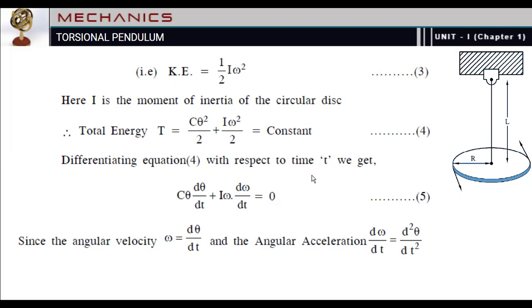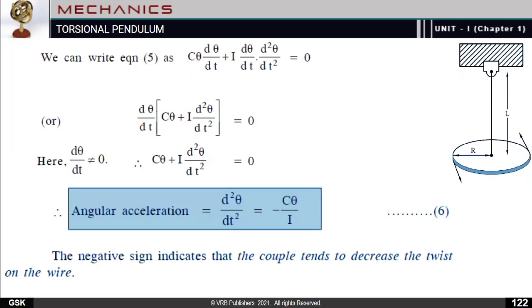Coming to omega, we already know that it is the angular velocity, that is d theta by dt. And according to the displacement theta, we write the angular acceleration equal to d square theta by dt square. Next, substituting this value there, we will get C theta d theta by dt plus I d theta by dt into d square theta by dt square is equal to 0, because in total energy we wrote a constant. The constant after differentiation will become 0. That's why we put a 0 here.